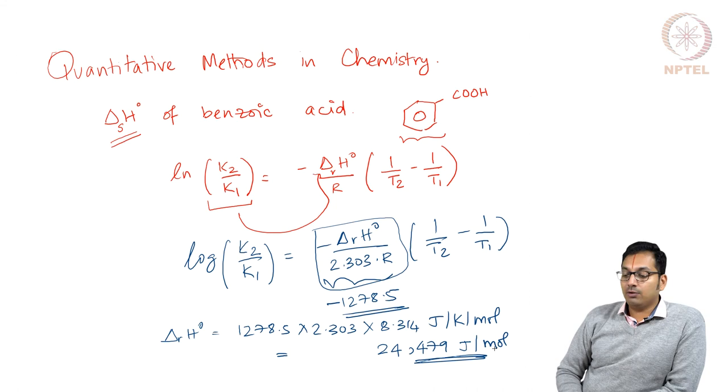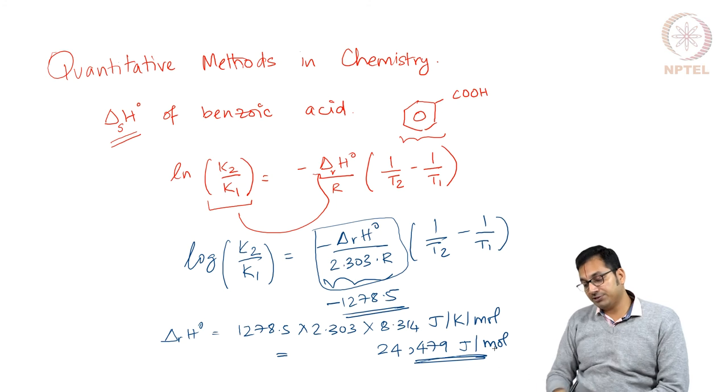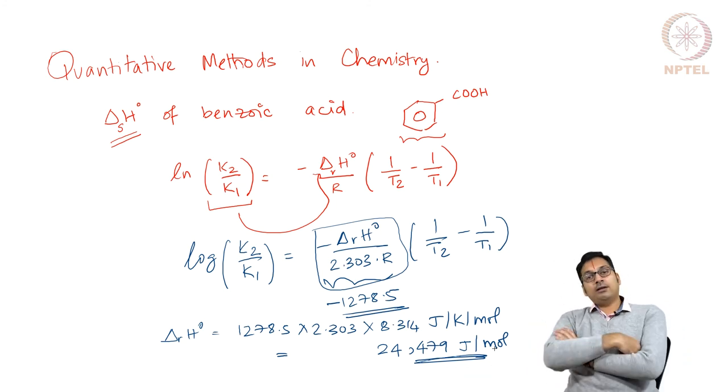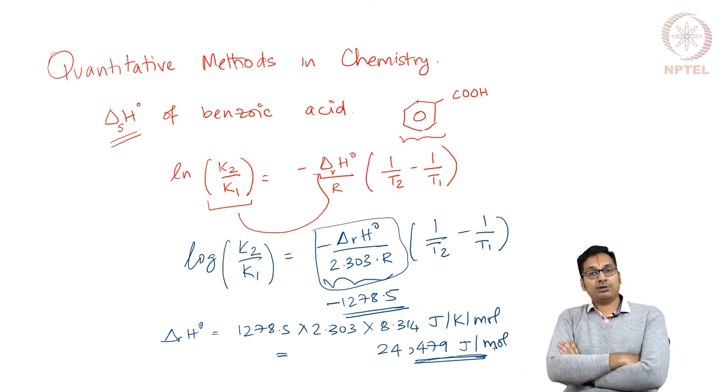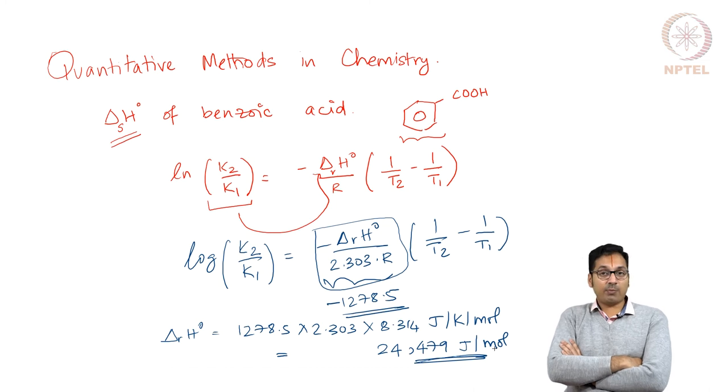This is approximately equal to 24.5 kilojoules per mole. So one is able to realize that if you are trying to dissolve benzoic acid in water, the surrounding becomes cooler. And this is not a new observation. One has to remember that in thermodynamics, we only want to ensure that the delta G naught is observed, not a delta H naught, meaning that there are processes which are endothermic yet spontaneous.